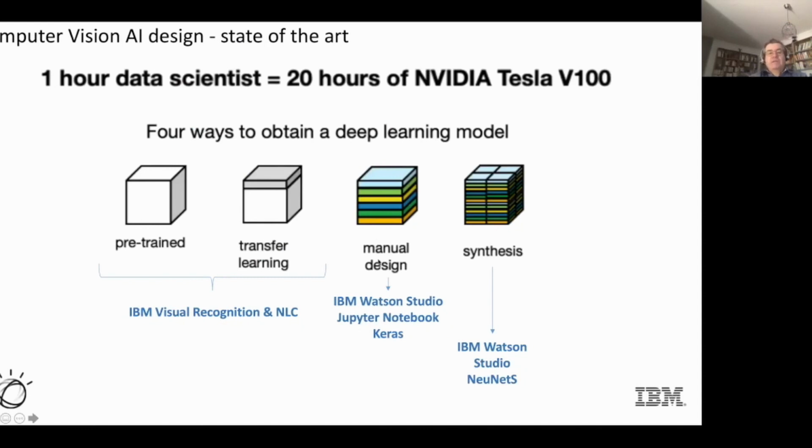The idea is that a data scientist needs a lot of power with GPUs. So that was one of the elements that enabled as well the rise of computer vision, the ability to really process images quickly. I will not comment too much on that, but one data scientist creates 20 hours of NVIDIA Tesla V100. So a data scientist dealing with computer vision really needs power to do his or her job.